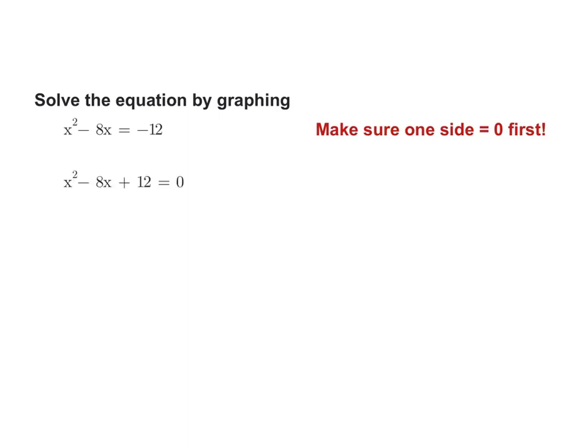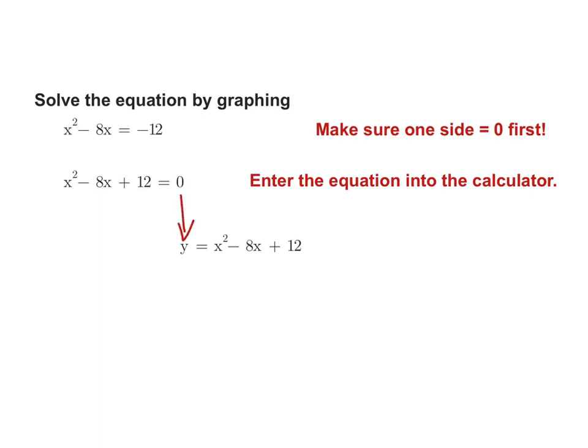So that will give me x squared minus 8x plus 12 equals 0. So now it's in standard form. Once it's in standard form like that with one side equal to 0, we are ready to graph. And we're ready to input it into our calculator. The only difference is we treat that 0, in terms of graphing, as a y. Okay, so now I'm going to walk you through what you need to do in order to enter this into your calculator.